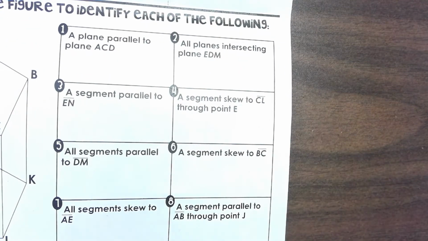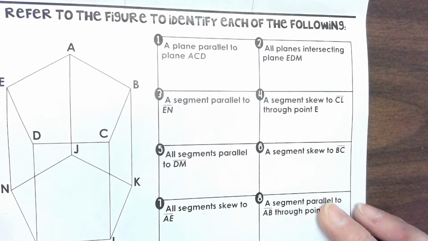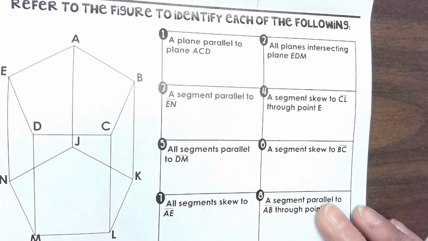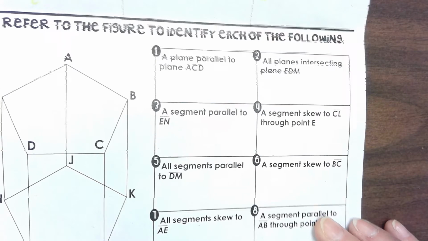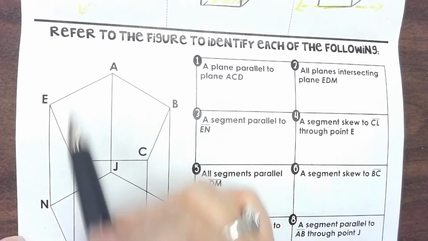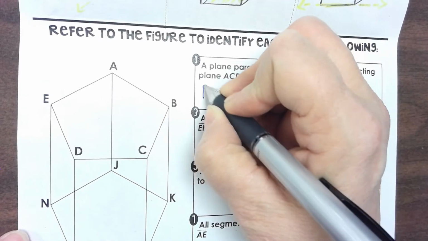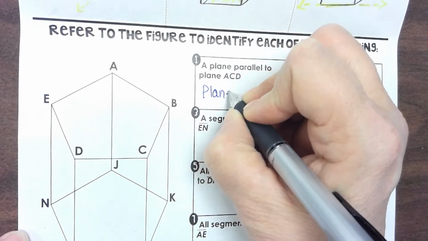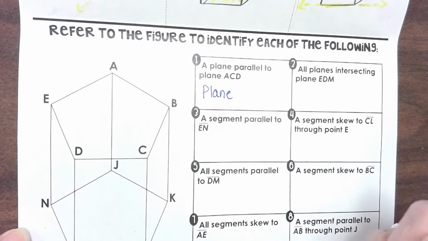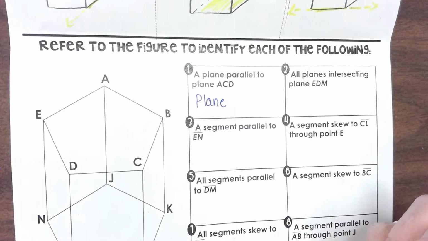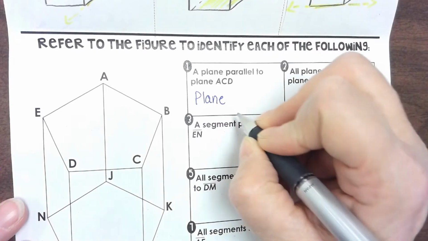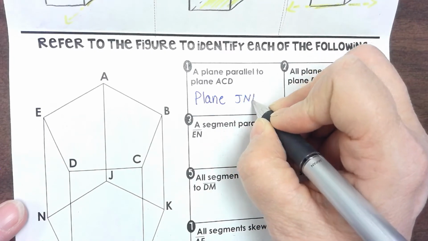Okay, so we could go down here to our figure and we could identify each of the following. So we're going to identify a few of these. So a plane parallel to plane ACD. So plane ACD is the top of this. So that would be plane bottom. Remember, plane does not have a symbol. So whatever out of the 5 letters on the bottom that you want to use. And so I'm going to use JNM.